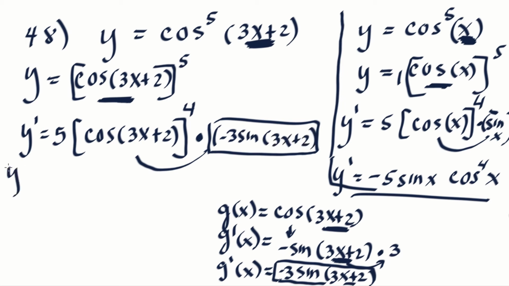Okay, so just clean this up. It's going to be negative 3 times 5, which is negative 15 sine of 3x plus 2 times cosine of 3x plus 2 to the fourth, or you can say cosine to the fourth of 3x plus 2.